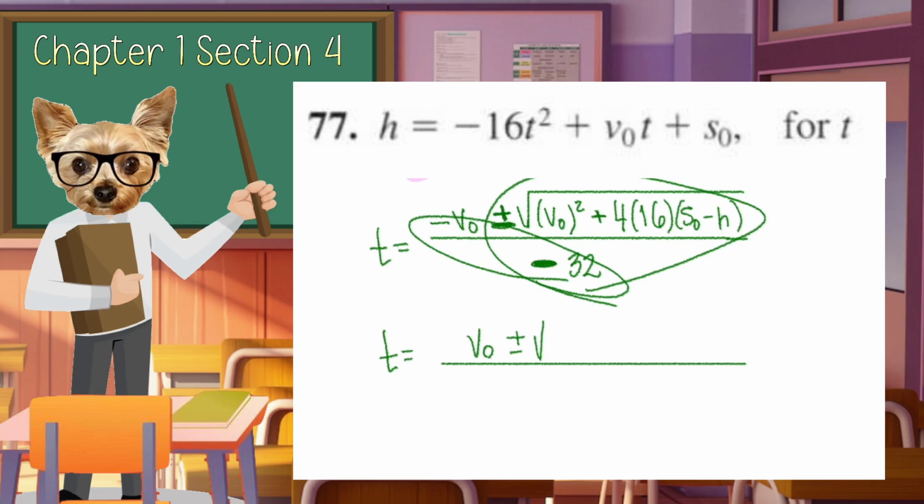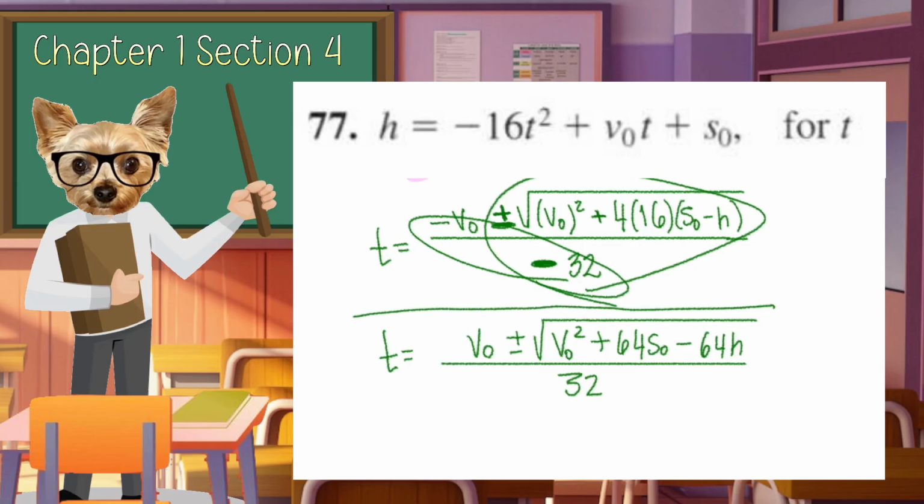Okay? The square root of, and just don't get it confused, v sub 0, that whole thing is squared. I kind of did it with the parentheses, but I'll leave it alone. 4 times 16 is 64, so I'm going to distribute the 64 right now. So that's going to give me plus 64 s sub 0 minus 64h all over positive 32. And I believe that is how they wrote the final answer in the textbook.